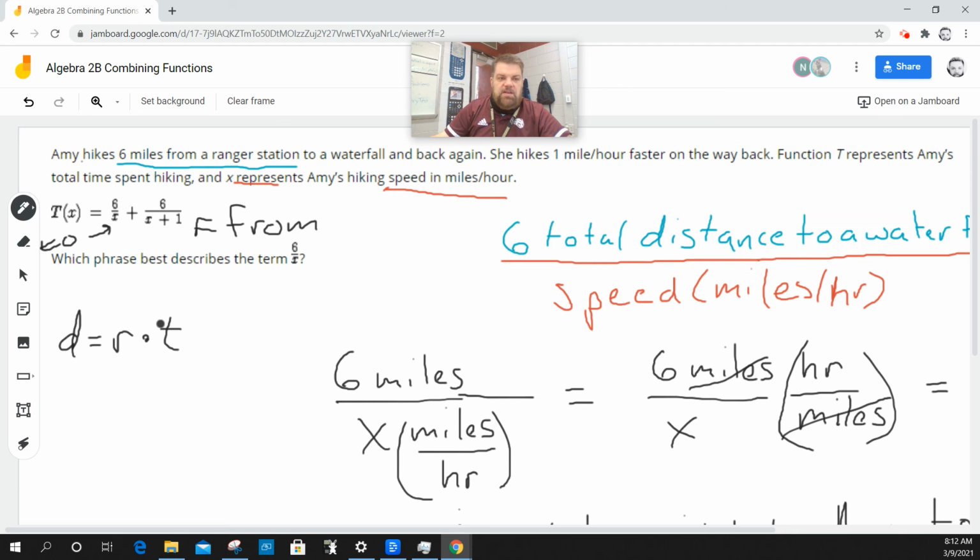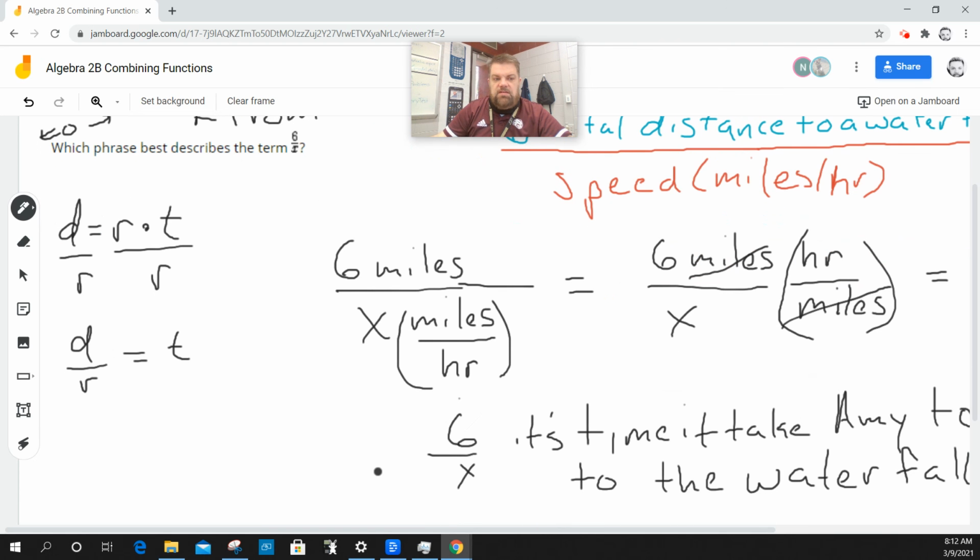And so the relationship between the distance that you travel, that's equal to the rate or speed times time. And so you can rearrange that. Basically what we had was the distance divided by the rate. So when you have the distance divided by the rate, it gives you the time. Okay? So that's what that 6 over X represents.